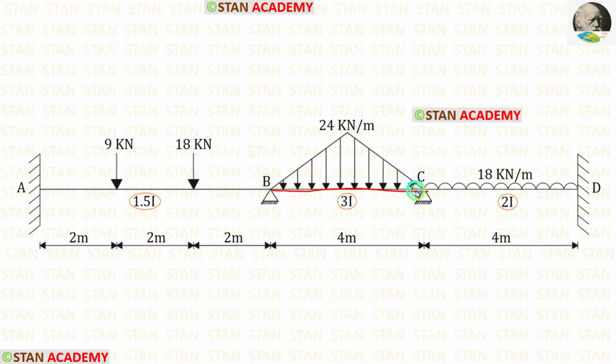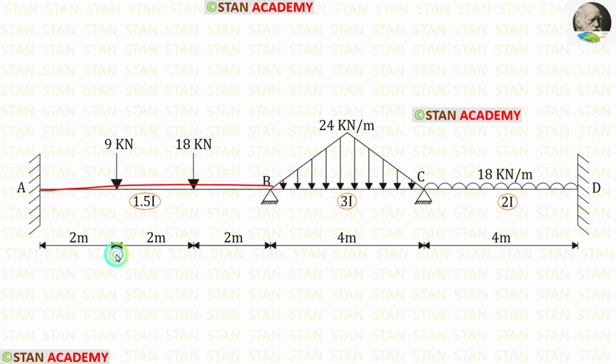In the span BC, we have uniformly varying load. It is maximum in the center, 24 kN per meter. In the span CD, we have uniformly distributed load, 18 kN per meter. It is acting for the full span.